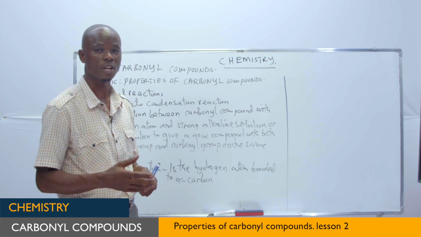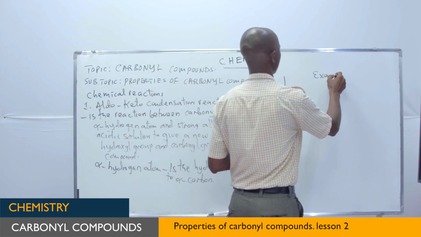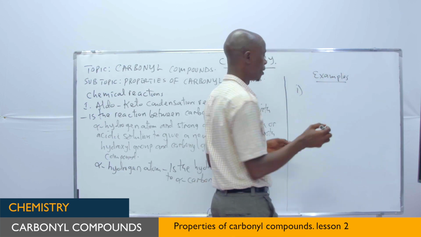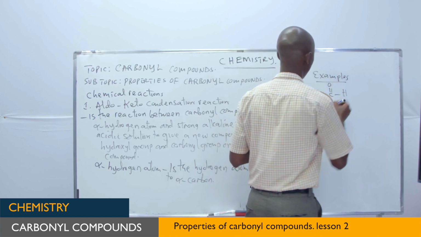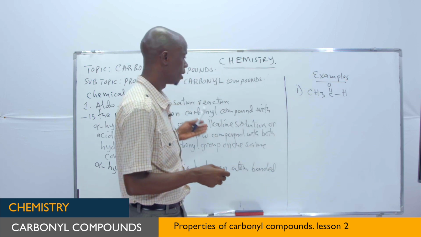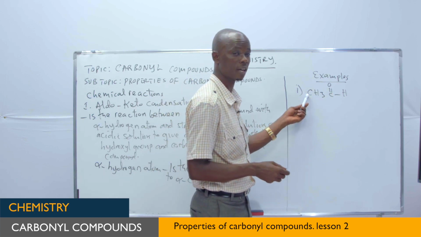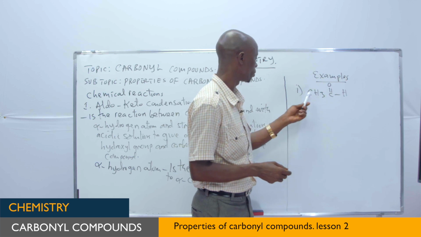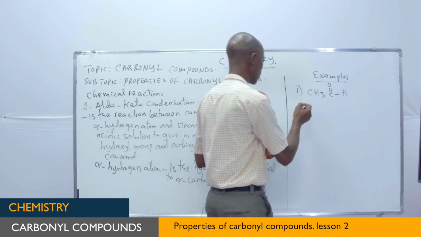So we can have some examples. Roman 1. This is ethanal. It is one of the examples of the carbonyl compound with alpha hydrogen atoms. This carbon is alpha carbon. It is bonded to this carbon with carbonyl group. So the hydrogen atoms bonded to this carbon are called alpha hydrogen atoms. So this is one of the examples.